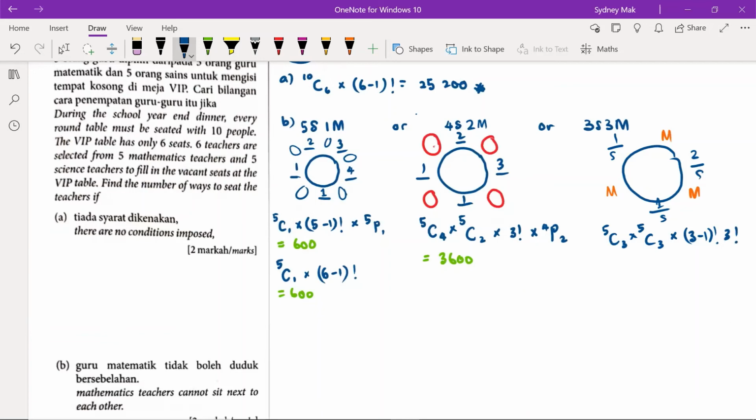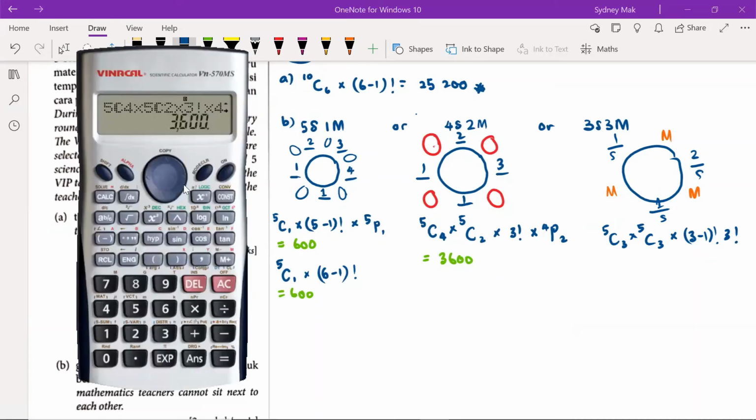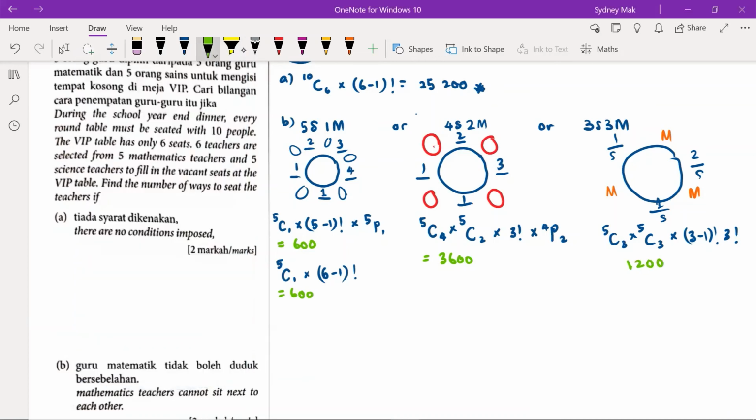With that, let's use the calculator. 5C3 followed by 5C3, then to arrange the science teachers, 3 minus 1 factorial, so 2 factorial, and then followed by 3 factorial or 3P3. They mean the same thing. So we have 1,200 ways. Don't forget, "or" means we have to plus them.